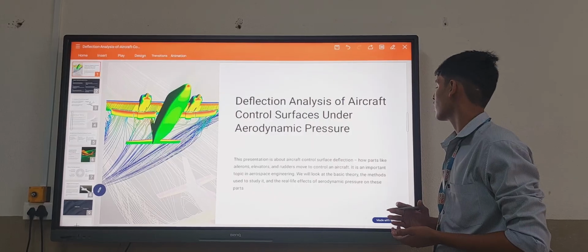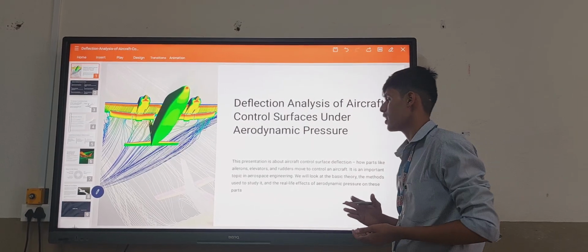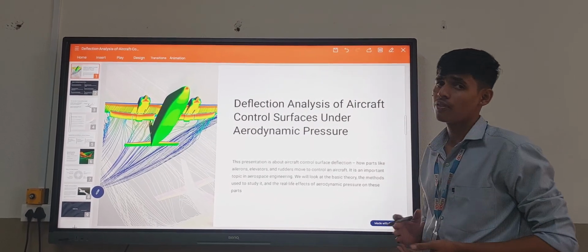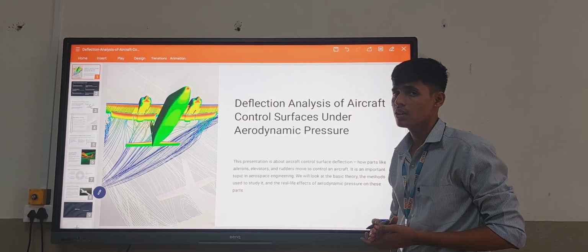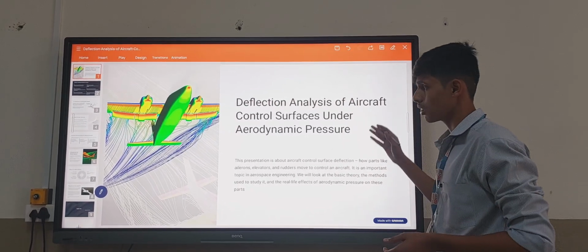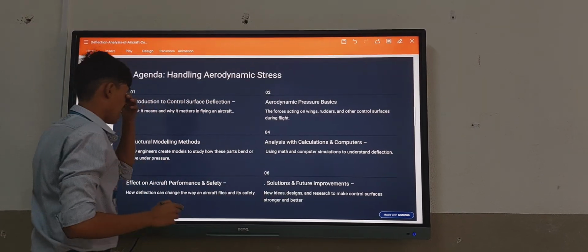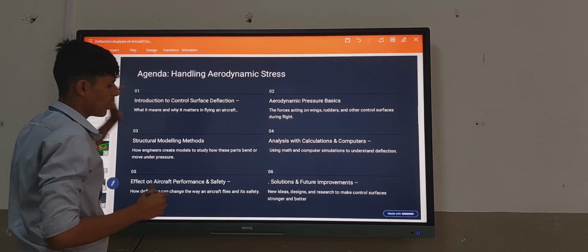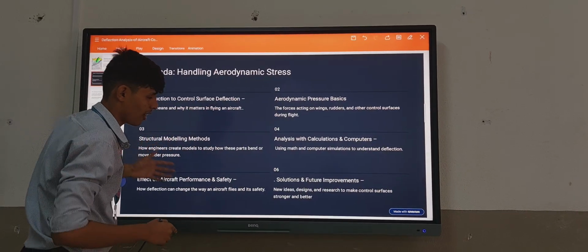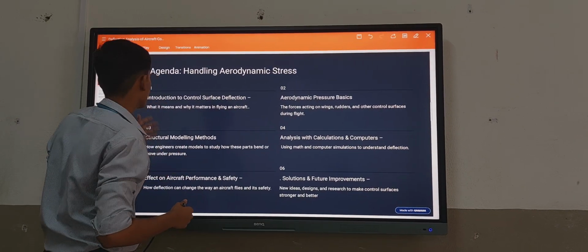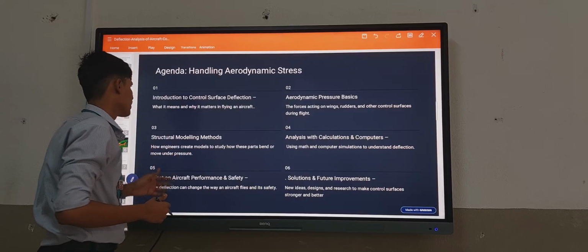We will look at the basic theory, the method used in the study, and its real life application and real life effect depends on the control surfaces. Now talking about the agenda of why we are presenting this PPT. First of all, the introduction to control surface deflection.